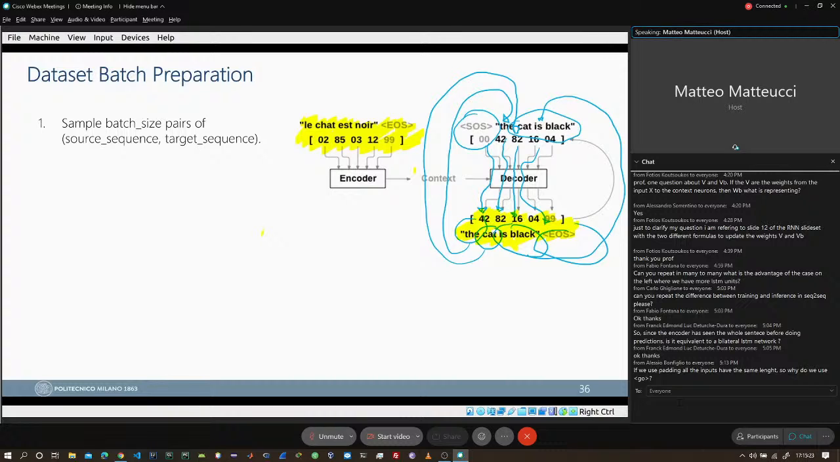When it comes to inference, you don't have the output because you're trying to predict it. But since you predict one item at a time, you use the predicted item as input for the next prediction.